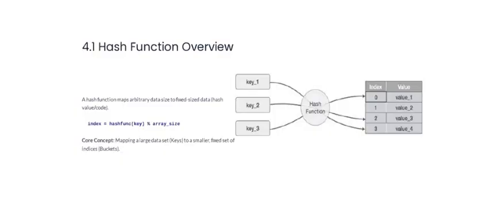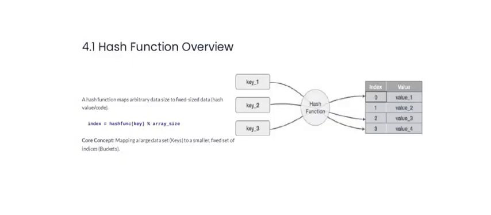So first we can see what a hash function is. A hash function maps arbitrary size data to fixed size data. From this we can calculate the index value to find the particular value. The formula for that is given here: index is equal to hash function of key modulo array size, and this is the diagram for that.